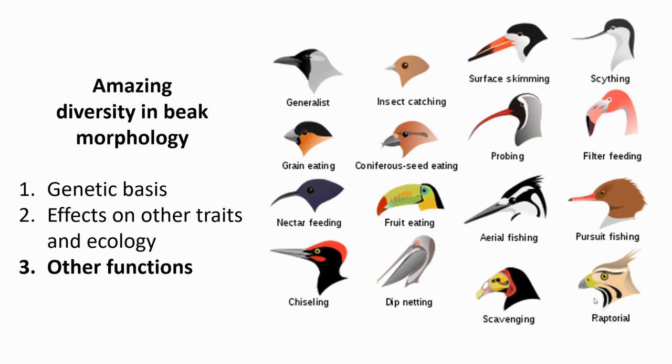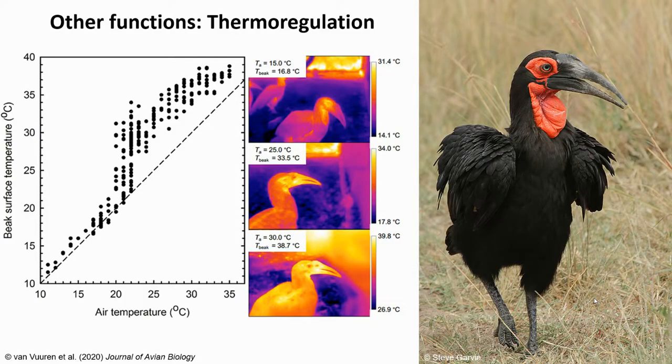But beaks can also serve other functions. For example, thermoregulation. A recent study in the Journal of Avian Biology showed how the ground hornbill uses its beak to regulate its body temperature. The graph you see here indicates that as air temperature on the x-axis increases, the temperature of the beak on the y-axis also increases. So the bird uses its beak to dissipate excessive heat and cool down.